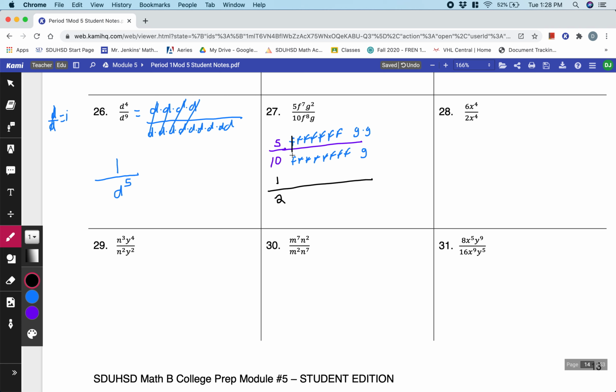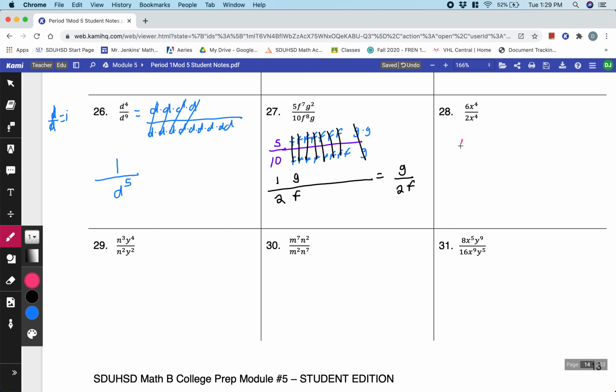Now with the f's, here I'm going to cross them off. 2, 3, 4, 5, 6, 7. I have 1 f left on the denominator. And then when I simplify my g's, I'm going to have 1 g left on the numerator. So this will equal 1g on the numerator, which is the same as just g, all over 2f. Okay? So that's the last time I'm going to write this out. And what I want you to notice is I'm basically just subtracting these values.